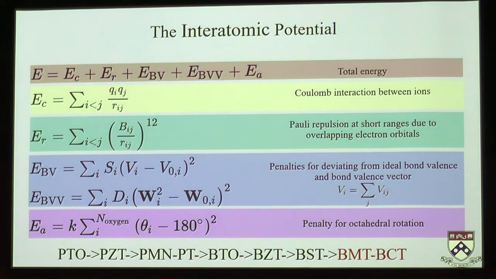Previously we have used our bond valence molecular dynamics to see the phase transition in PTO and to study relaxor behavior in PZT. We have also done PMN-PT and the dynamic pair distribution functions in PMN-PT. We have also used the bond valence model to see the phase transitions in BTO and the relaxor behavior in BZT and BST. So today we're going to try BMT and BCT. This is challenging because we have more elements than the previous ones, with both A-site disorder and B-site disorder.